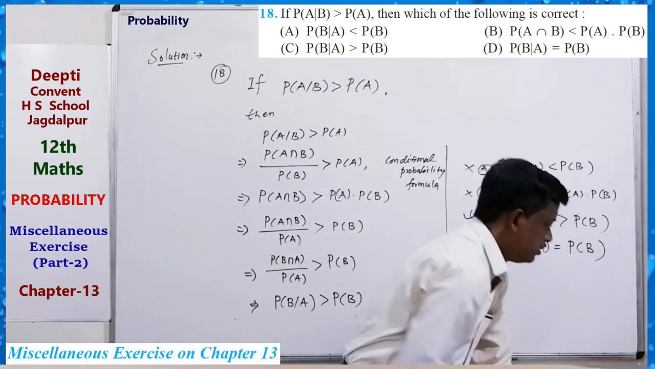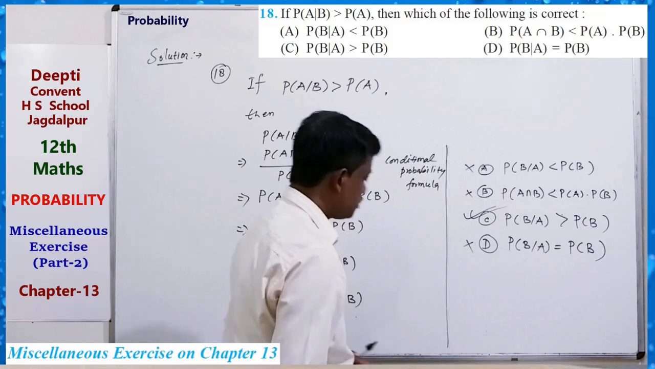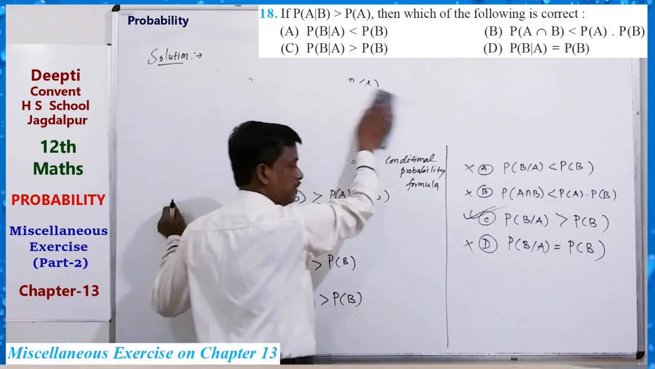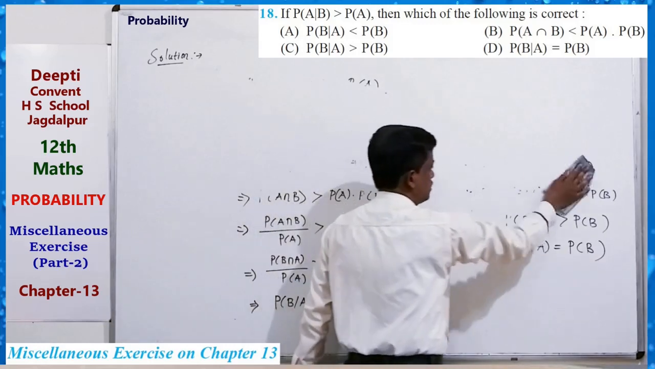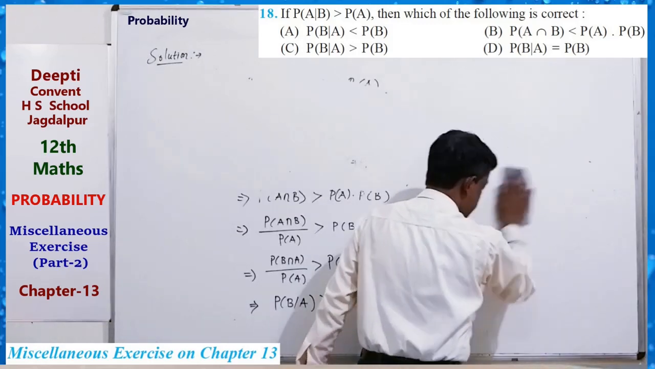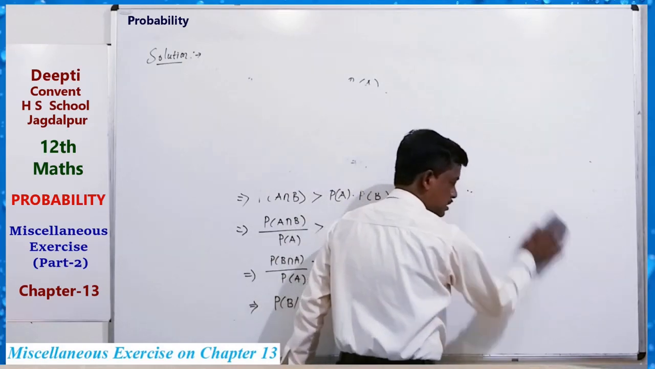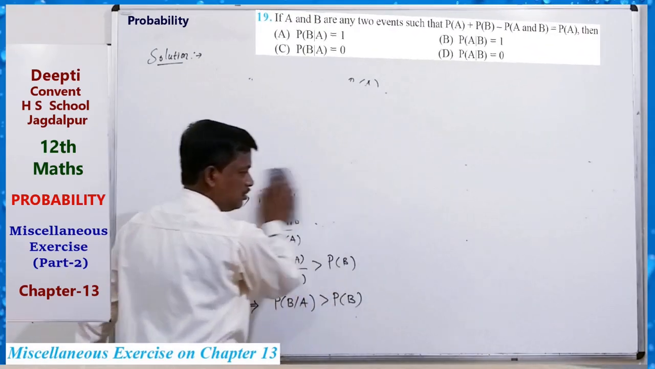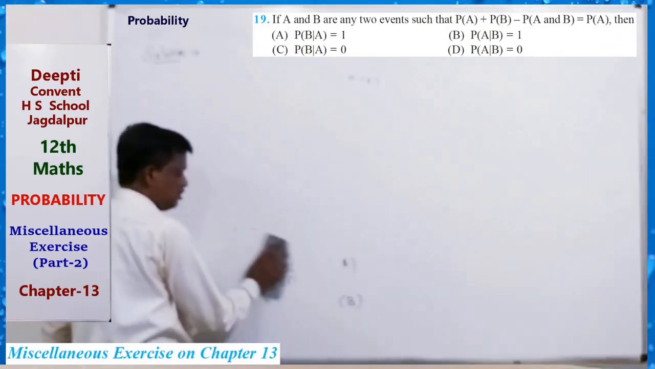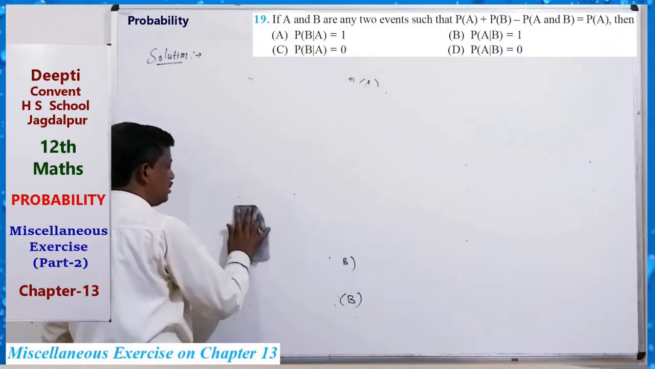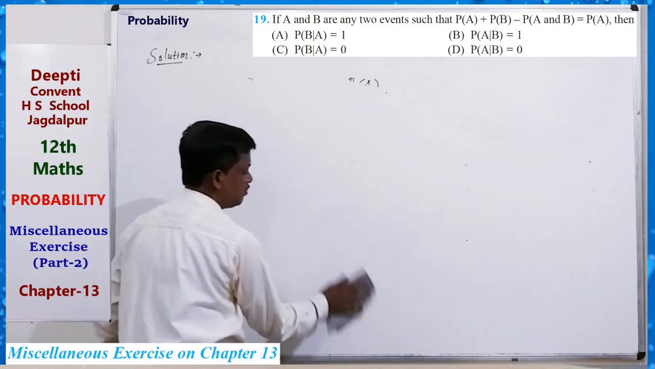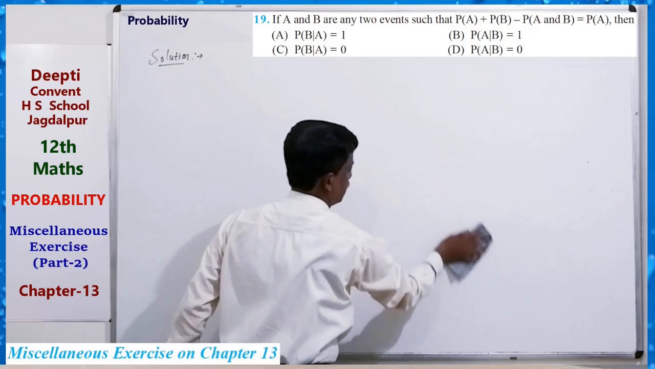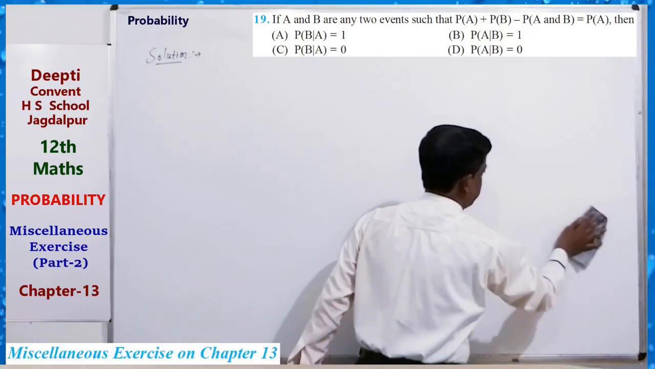So, question 19, there is one other objective question. A and B are any two events such that P(A) plus P(B) minus P(A intersection B) equals P(A). Then which option is correct? Here, what are the options?